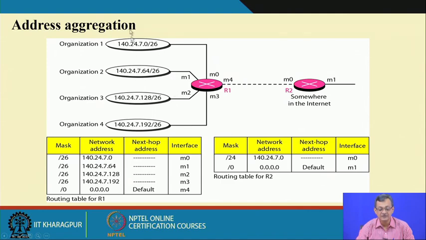If instead of these 4 organizations there were 400 organizations, it would be a huge load on this type of router, and the processing time would be much higher, because it needs to go through and scan all these entries.